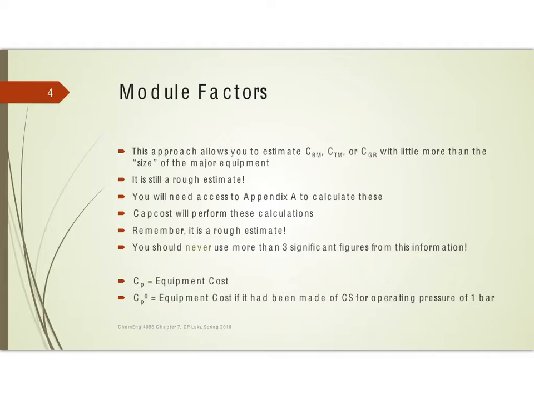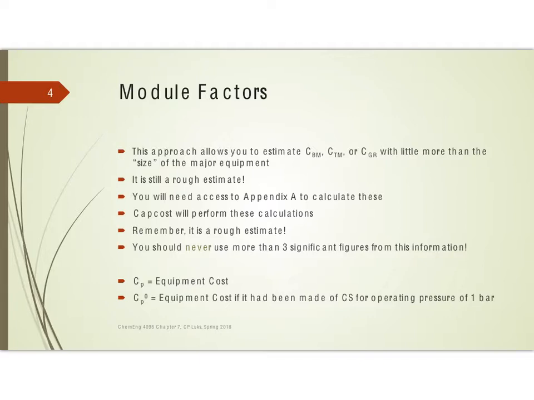Now, you will definitely need Appendix A out of the textbook to do these calculations, or the software CAPCOST that's available with the textbook. But remember, it's a rough estimate. I keep mentioning that because this is the roughest of our estimation techniques. Now, never use more than 3 significant figures from this information. They're just not going to be valid.